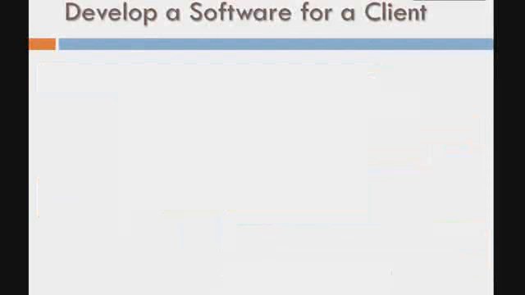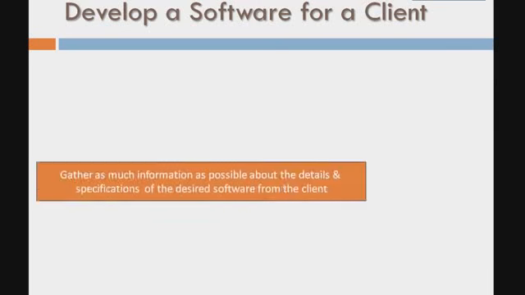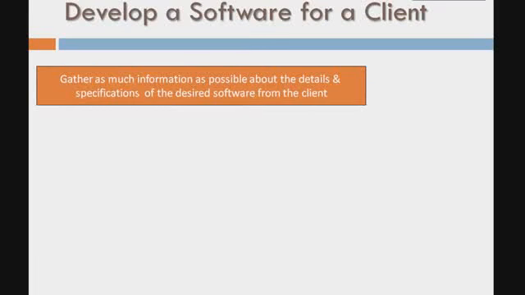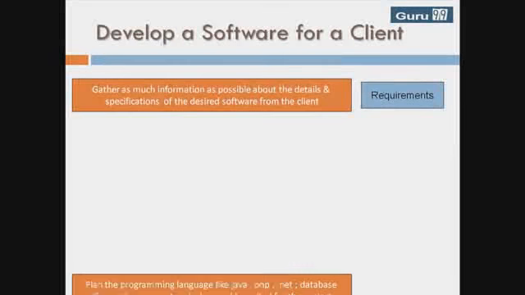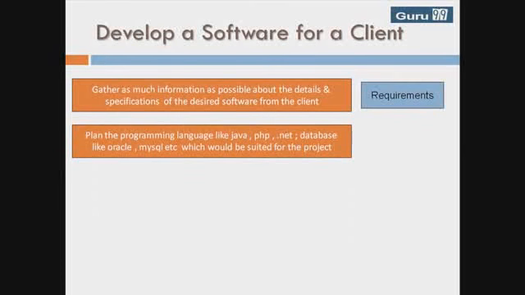The correct sequence would be: gather as much information as possible about the details and specifications of the desired software from the client. This is nothing but the requirements gathering stage. Plan the programming language like Java, PHP, .NET, database like Oracle, SQL etc. which would be suited for the project, also some high-level functions and architecture. This is the design stage.